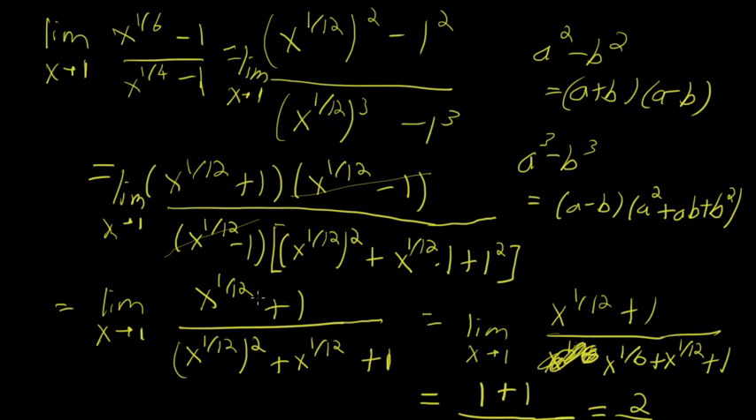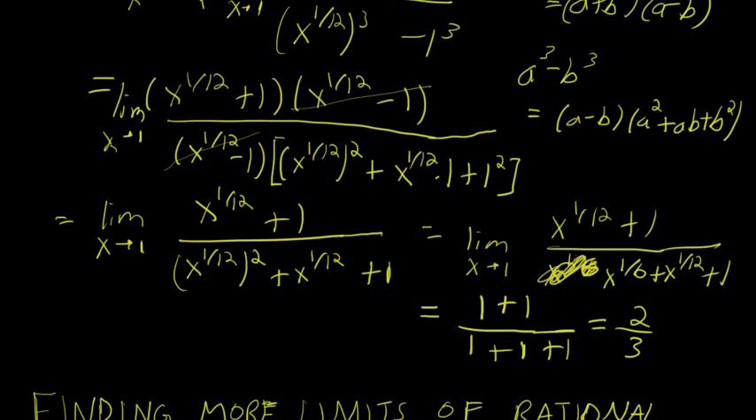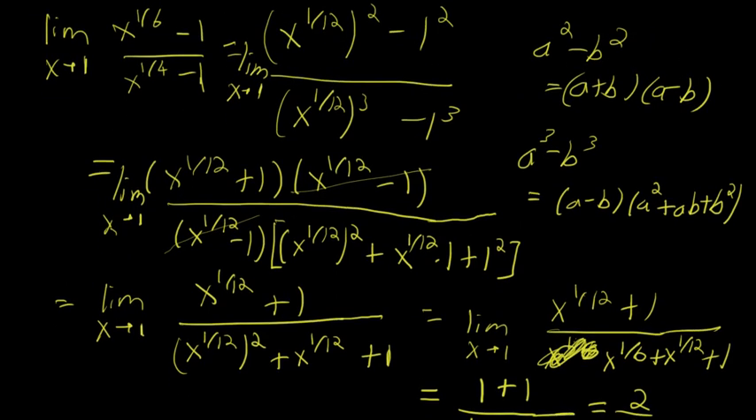See, what we're left with here are only plus signs, right? So we're good. We don't have to deal with x to something minus 1. And we can go ahead and evaluate the limit. And when we do so, we get 2/3. Hopefully that sheds some light into why we picked these particular forms of the numerator and denominator respectively.